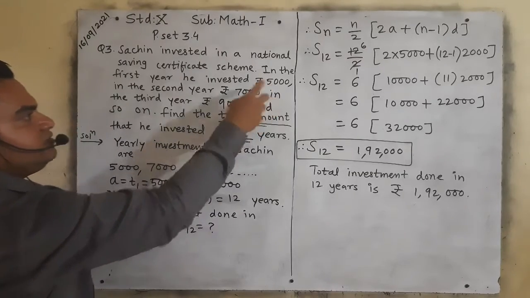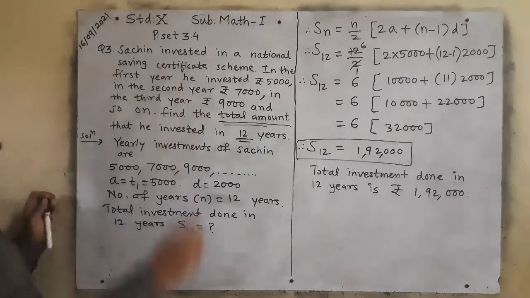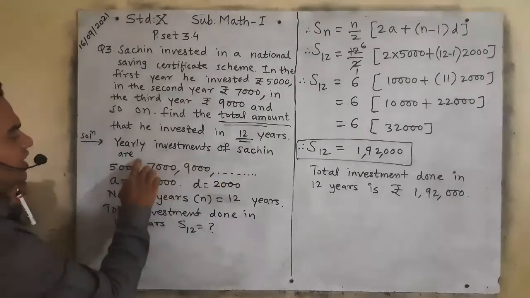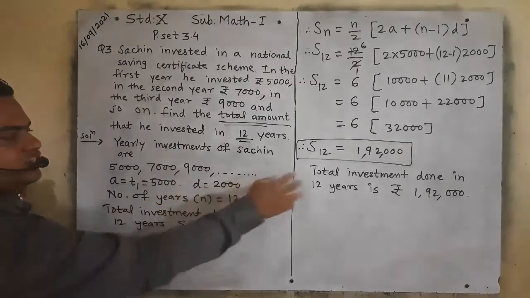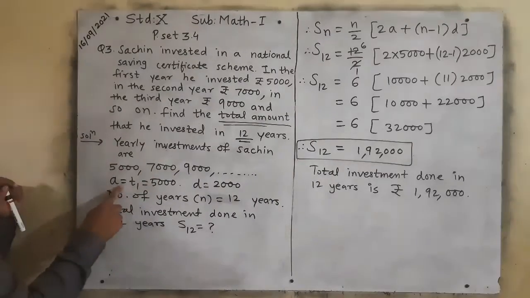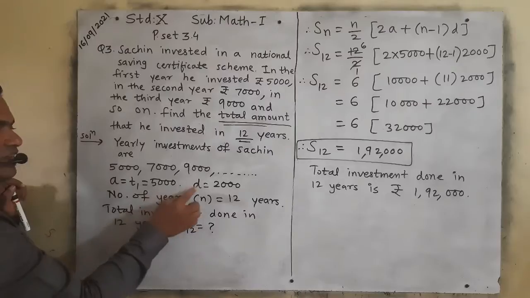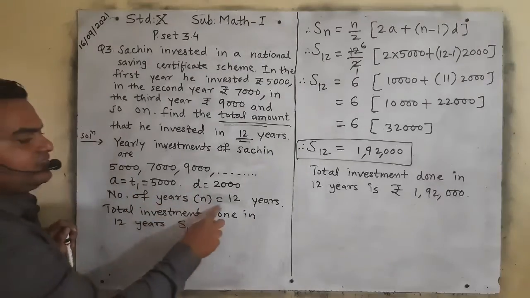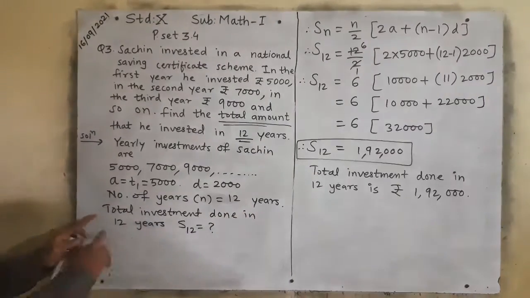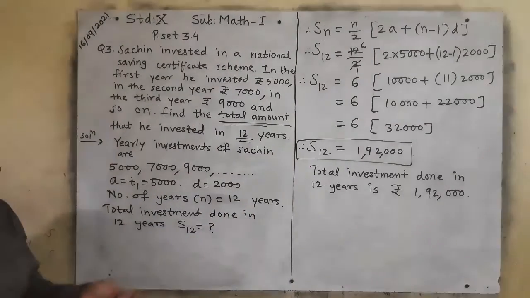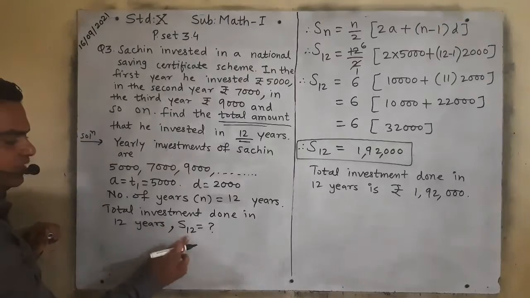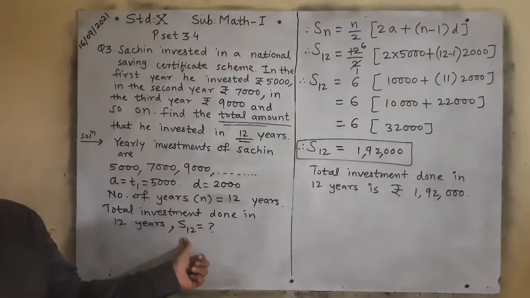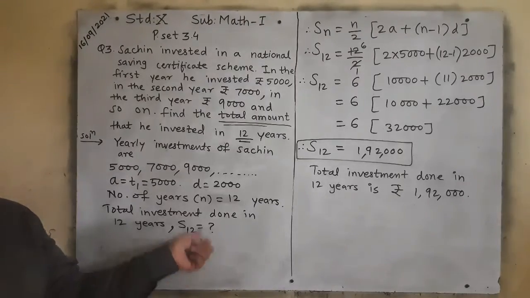A is 5,000 and D, there is a 2,000 difference in each investment. See, I have written here: yearly investments of Sachin are 5,000, 7,000, 9,000 and so on. A, that is the first term, is equal to 5,000, and the difference will be 2,000 rupees. The number of years n is equal to 12 years. Total investment done in 12 years, that is we have to find S12, meaning Sn with n as 12. Is it clear? So the sum of all 12 investments, we have to find the total amount.